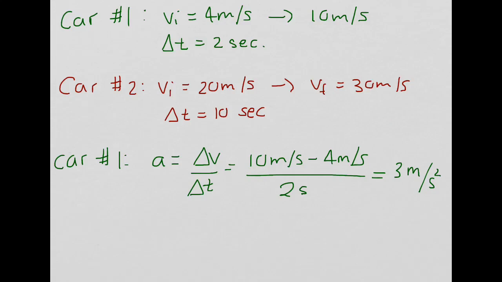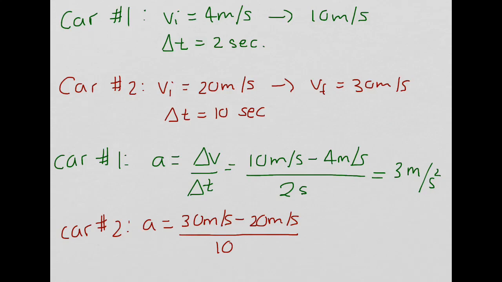Okay, now let's look at the acceleration for car number 2. So the acceleration for car number 2 is, again, final velocity, so 30 meters per second, minus initial velocity, which is 20 meters per second, over change in time, which is 10 seconds. Okay, again, doing a little bit of math, 30 minus 20 is 10, and then 10 over 10 is 1, so its acceleration is 1 meter per second squared.